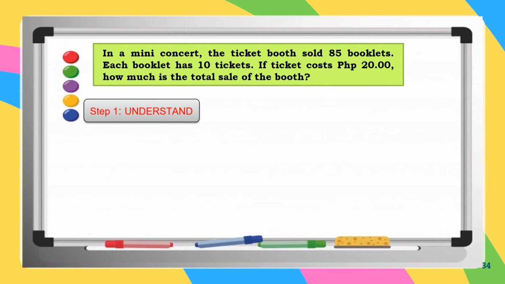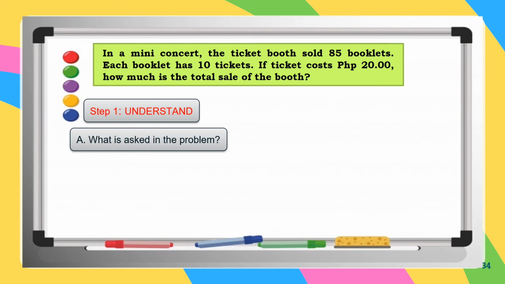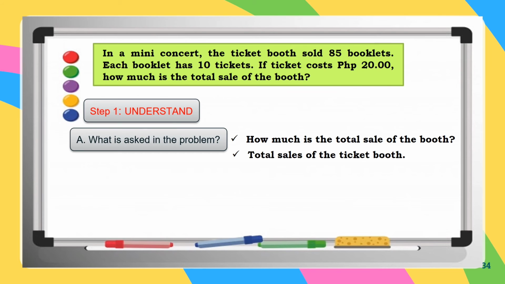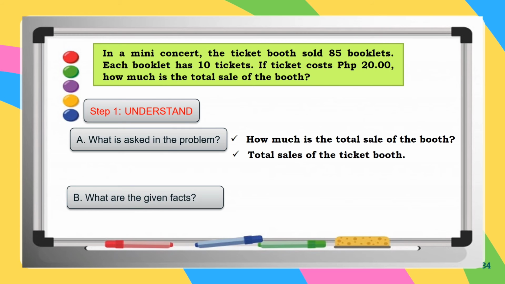Next is, in a mini concert, the ticket booth sold 85 booklets. Each booklet has 10 tickets. If a ticket costs 20 pesos, how much is the total sale of the booth? Step 1 is to understand what is asked in the problem. The answer is, how much is the total sale of the booth, or the total sales of the ticket booth?